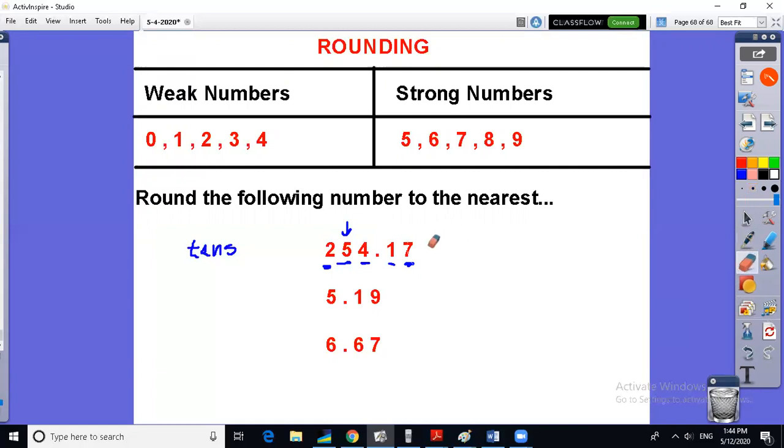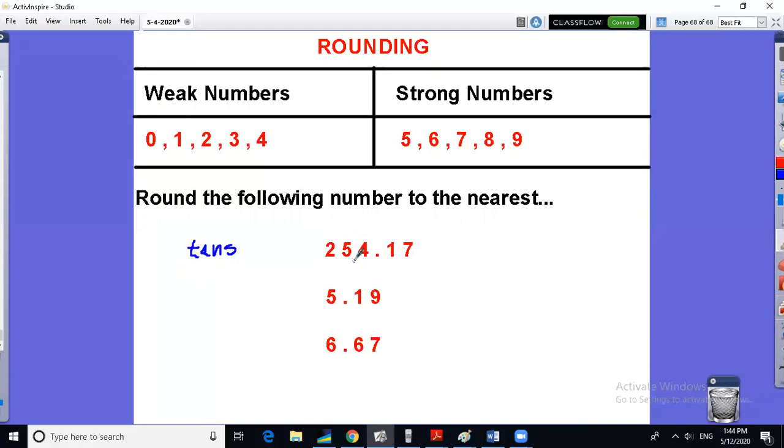All right, let's get back on track. If I need to round this number to the nearest tens, then underline the tens. This is the first thing. Done. We underlined the tens. All right, look at the digit after it. It's not about the tens itself, it's about the digit after the tens. Is it weak or strong? Exactly, it is a weak number.